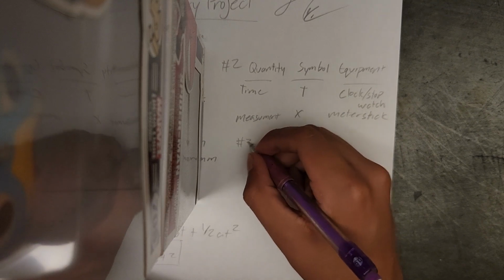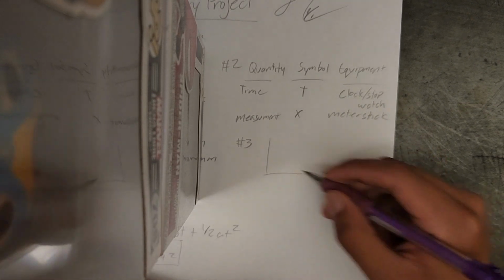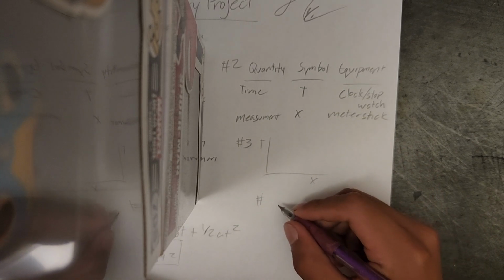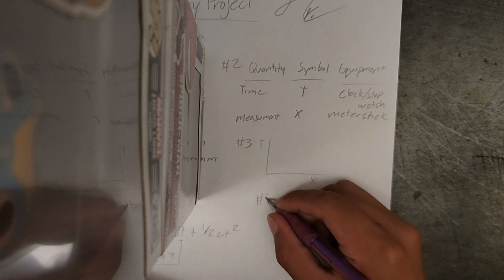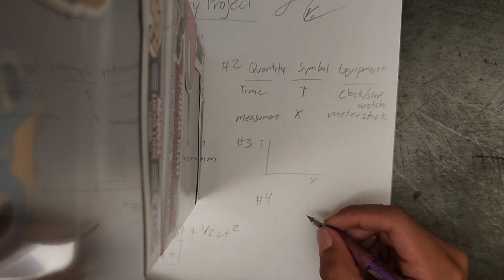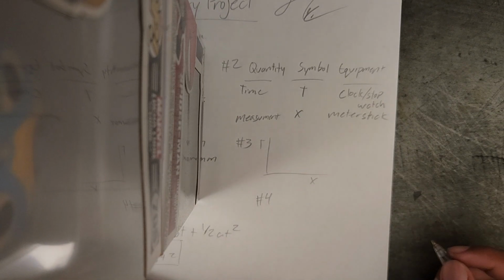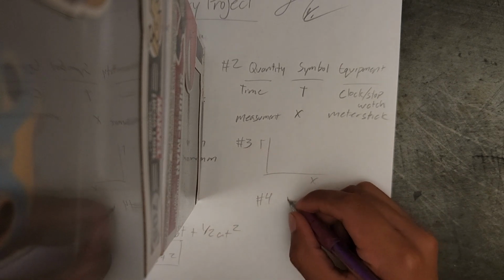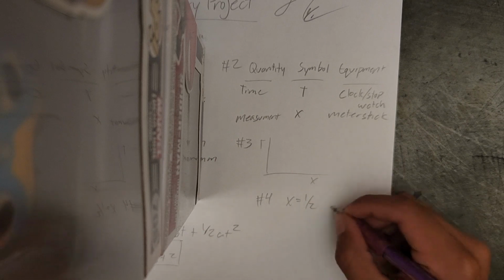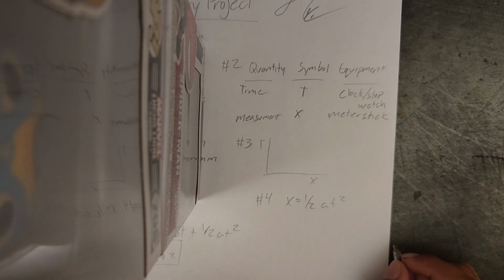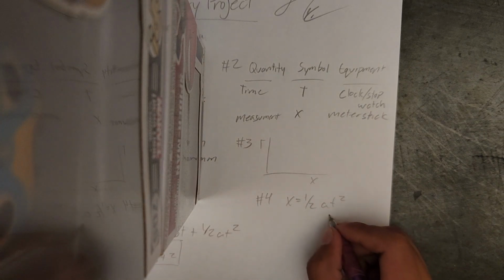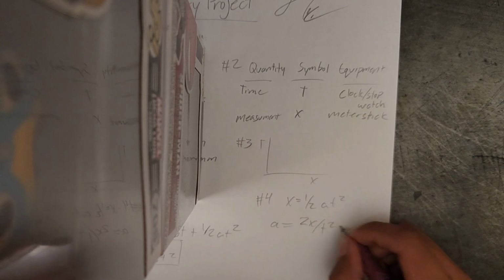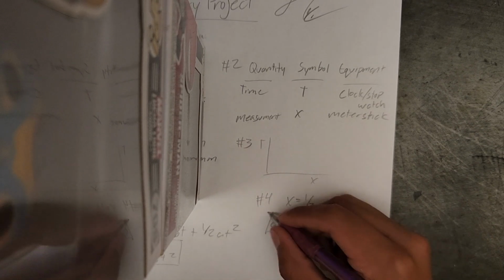Question number 3 asks us to make a graph, so we can put t over x. Question number 4 is asking us to rewrite it. How can we rewrite it to find a formula for the acceleration? Our current formula is x is equal to half a t squared. If we do some algebra and flip it around, we can make it a is equal to 2x over t squared. And that would be the final thing.